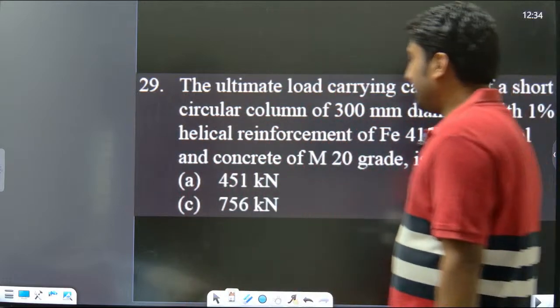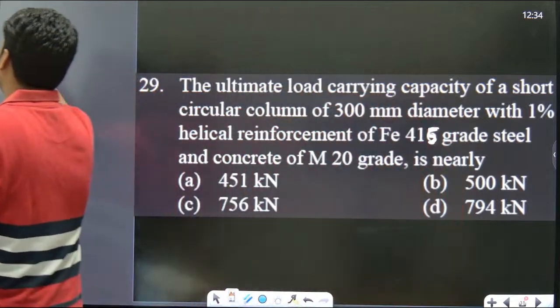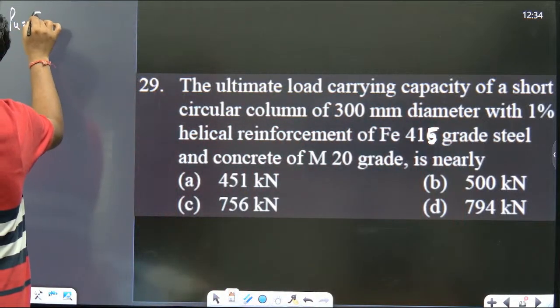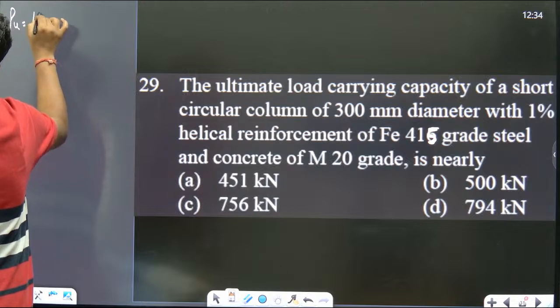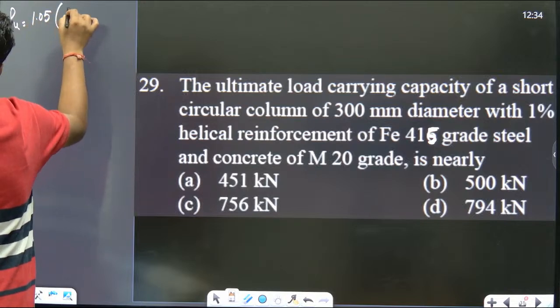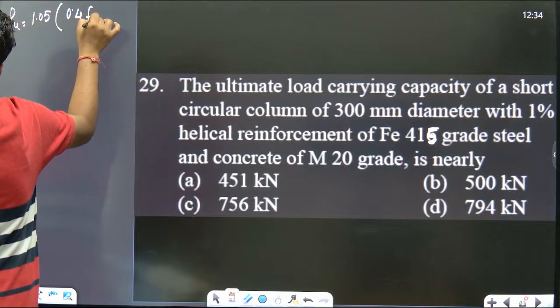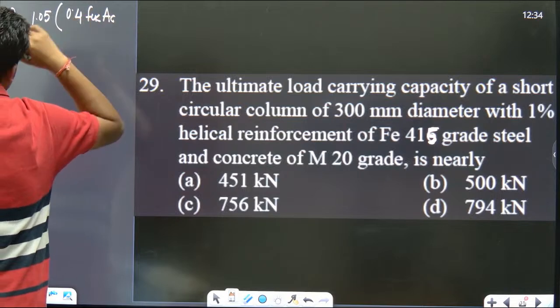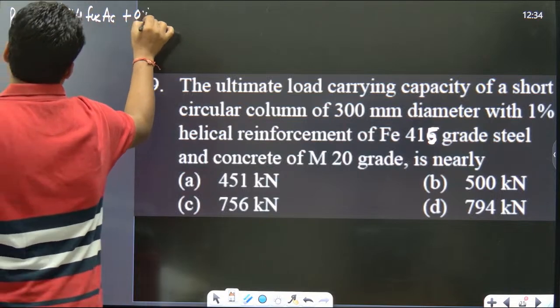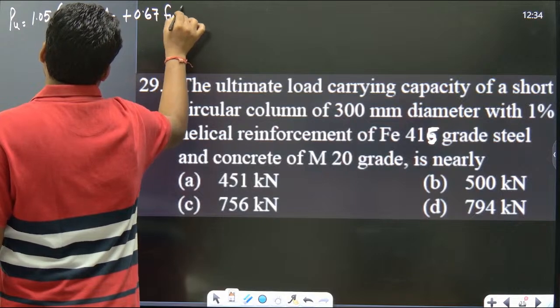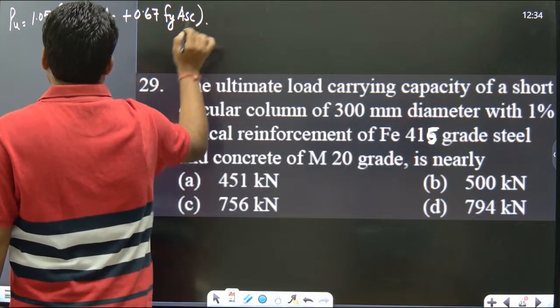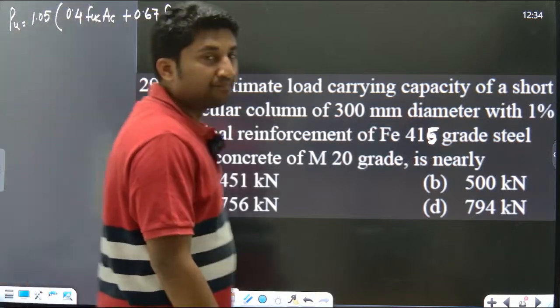Whenever helical reinforcement is given, the load carrying capacity increases by 5%. So whenever you need to increase something by 5%, use 1.05 times 0.4 fck into area of concrete, plus 0.67 fy into area of steel in compression. This is the formula that you need to apply.